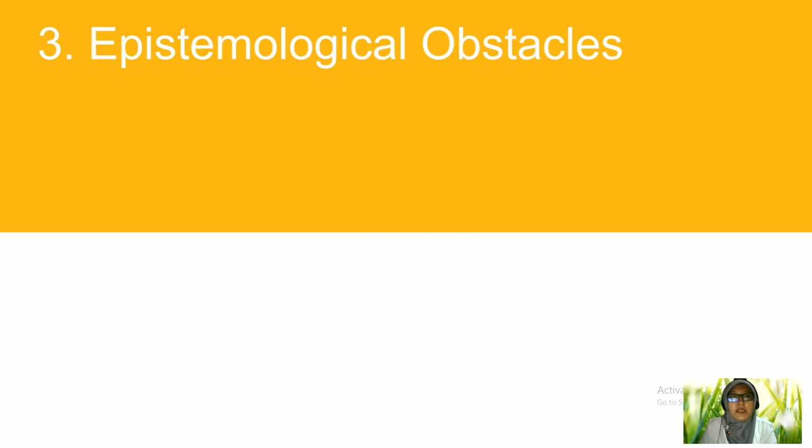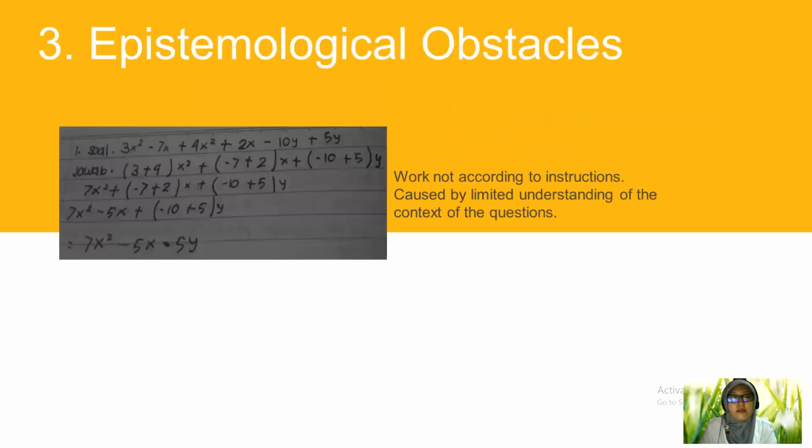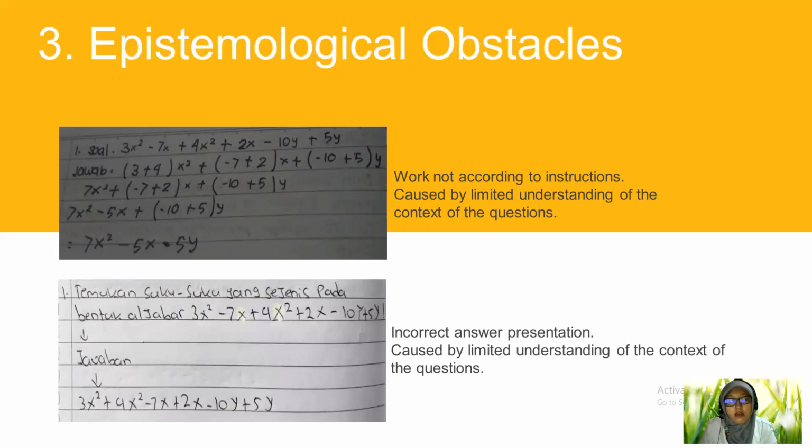And then epistemological obstacles. In the first figure, the mistake is working not according to instructions, caused by limited understanding of the context of the question. And the second figure, the mistake is incorrect answer presentation caused by limited understanding of the context of the question.